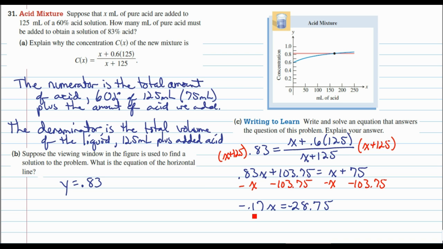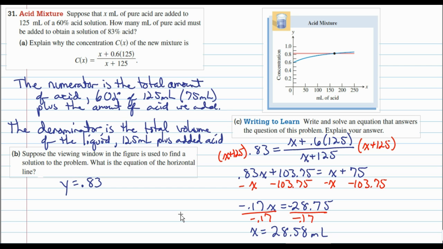Divide both sides by negative 0.17. So my answer is 28.58 milliliters. My explanation is that 28.58 milliliters of pure acid have to be added to this 125 milliliter solution of 60% acid in order to get a total concentration of 83% acid. So make sure and write down that explanation on your notes.